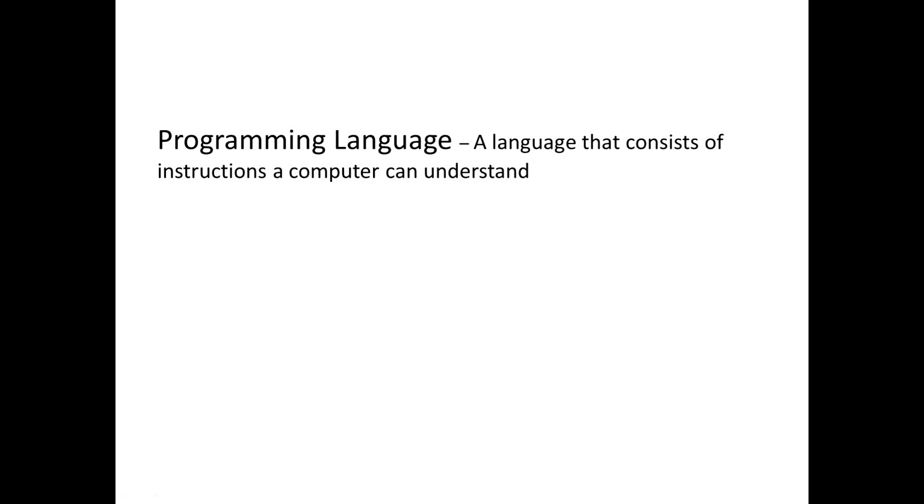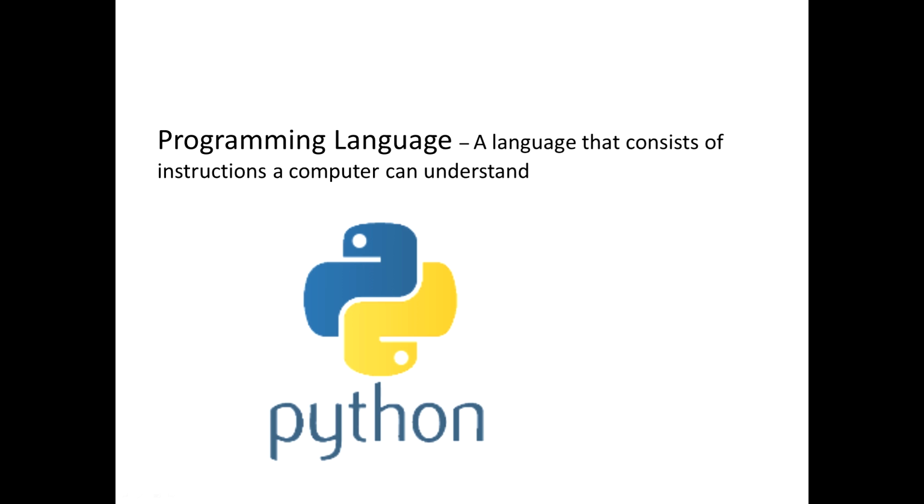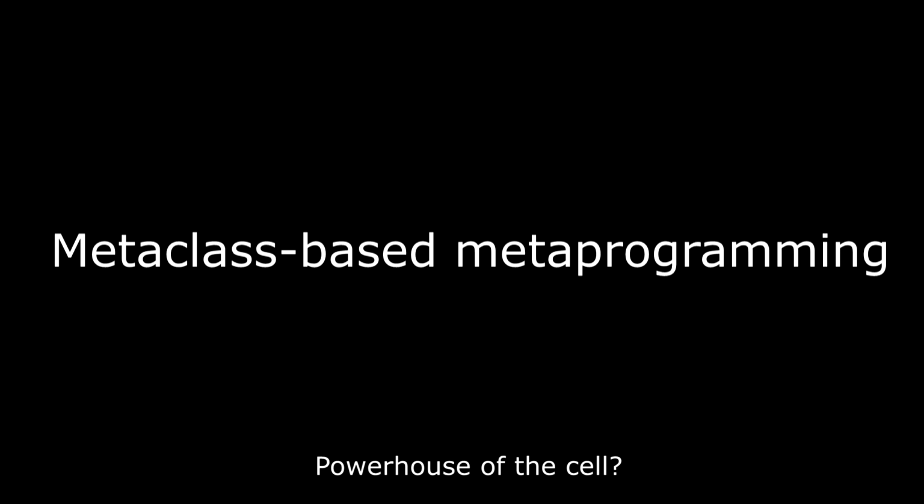The first thing you need to do to code is to download a programming language. That's basically the language that you're going to speak to your computer with. We're going to be using the programming language Python. We're using Python because it's got a lot of cool features, like it's got metaclass-based metaprogramming here, and meta probably means super in Latin, so it's basically like super programming, and that's pretty good, right?